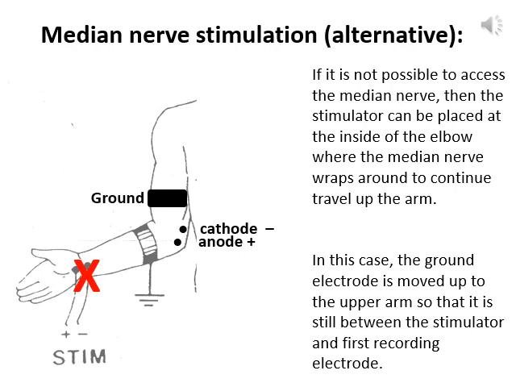When the stimulation is at the elbow, the ground electrode is moved up to the upper arm so that the ground electrode is still between the stimulator and the first recording electrode.